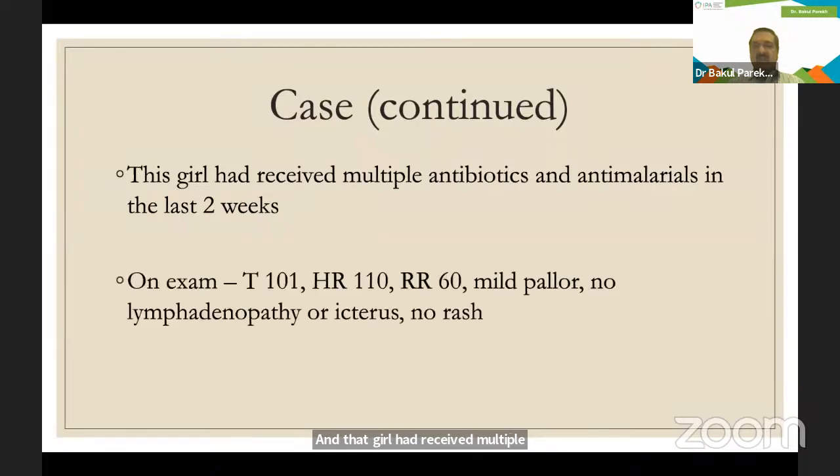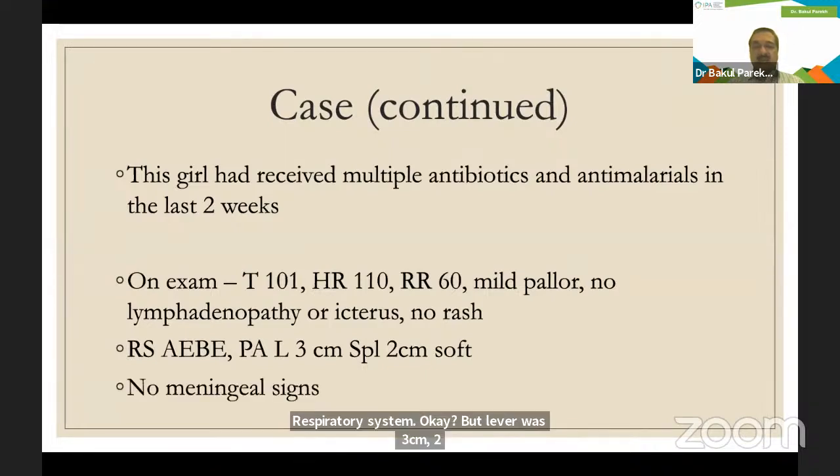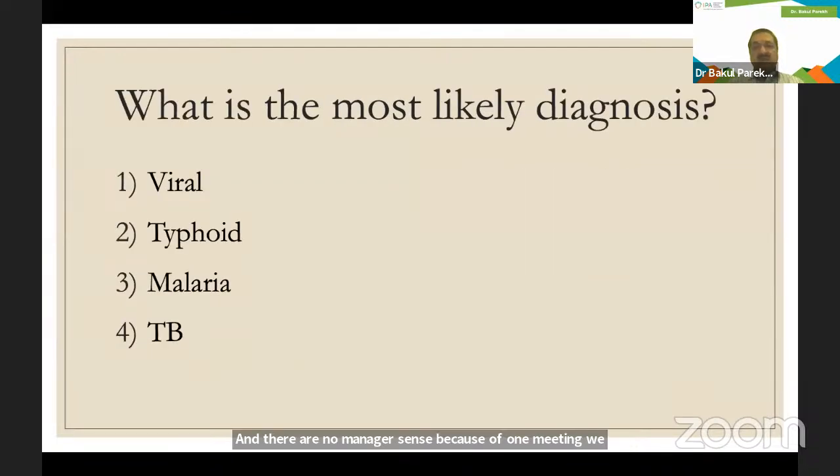And on examination, temperature was 101, heart rate was 110, respiratory rate 60, mild pallor, no lymphadenopathy, icterus or rash. Respiratory system was okay, but liver was 3 centimeters, spleen was 2 centimeters, both were soft. And there were no meningeal signs, despite the vomiting. We had thought of that also. So again, differential remains the same.